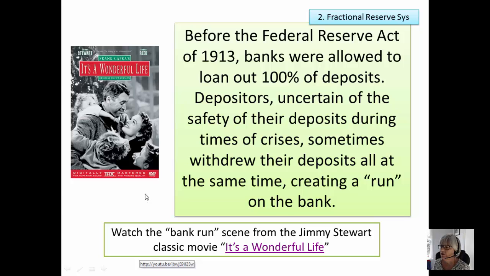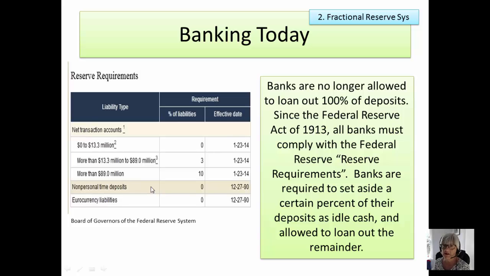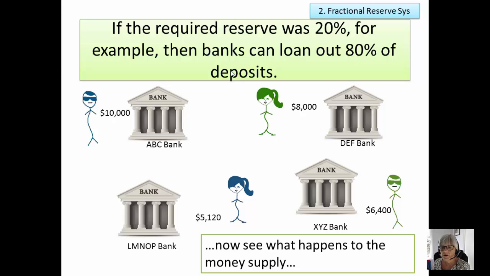When the Federal Reserve was created in 1913 in response to bank failures and bank runs, banks were no longer allowed to lend out 100% of deposits. Banks are now required to hold back some percentage in reserve. This is called the required reserve. How does the required reserve affect the money supply? Think about this. Assume that the required reserve is 20%. So for every $10,000 deposited, the bank must hold back $2,000 in reserve, and it can lend out $8,000 or 80%. So here's a little story.